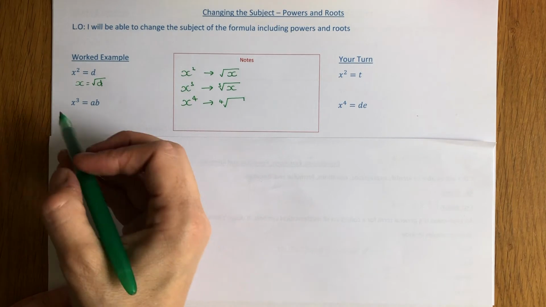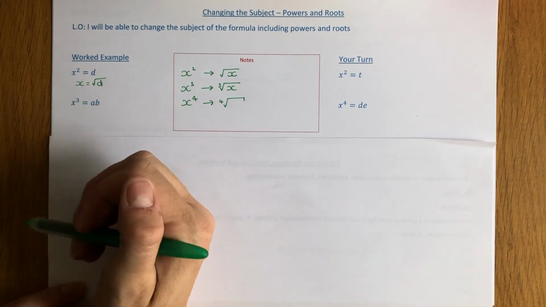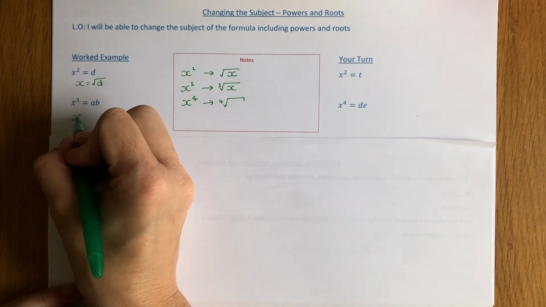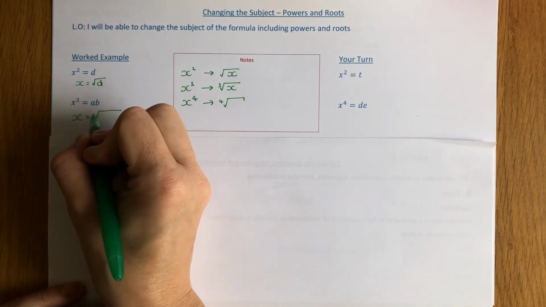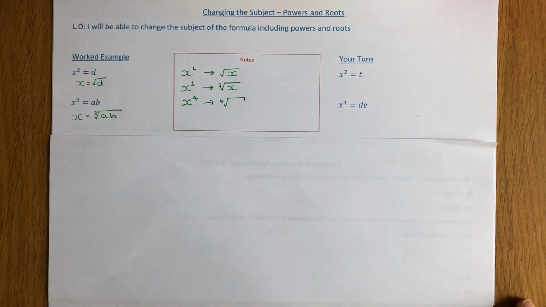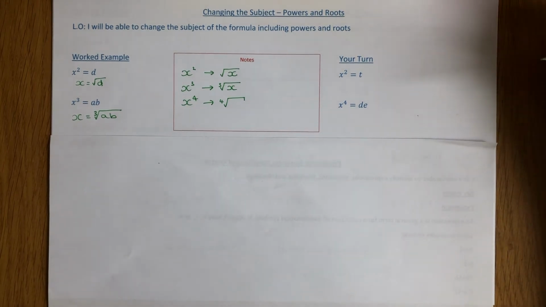Okay, this time I've got x cubed, so the opposite of cubing is to do the cube root. Now you cube root everything that's on that side. In this case the a and the b go under the cube root. Okay, so I've got two questions for you to have a go at, so press pause, have a go, and then we'll go through them.